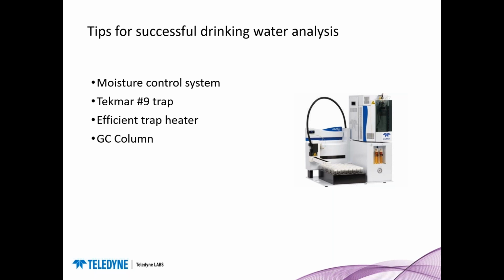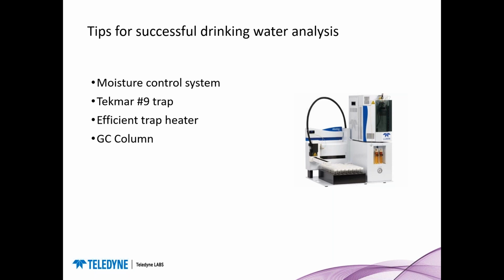If it's set too low, too much water is getting onto that column, and that's going to cause a lot of issues with your chromatography. The Techmar number 9 trap is sent out with all of our units. It's a great trap for those standard EPA methods. We specifically worked with the company that manufactures them, just to make sure that it helps our customers with those problematic compounds like bromomethane.